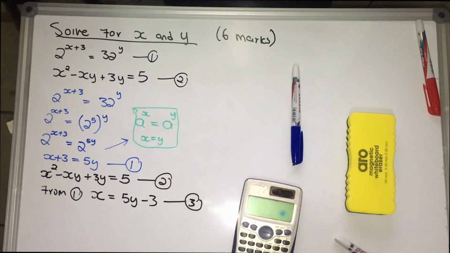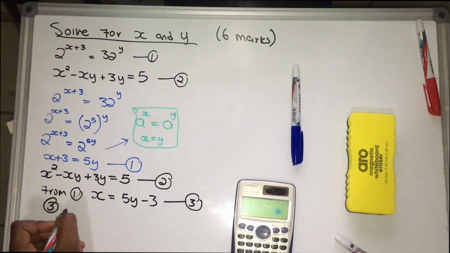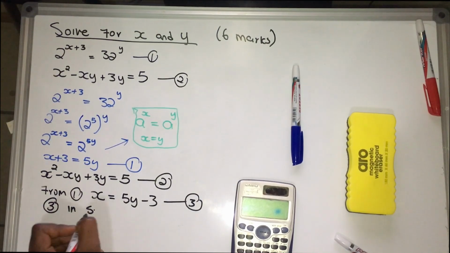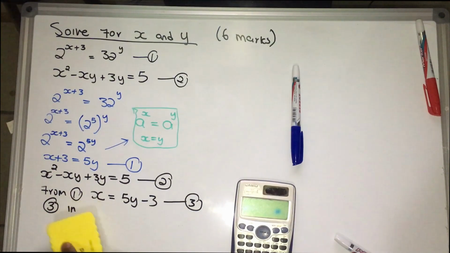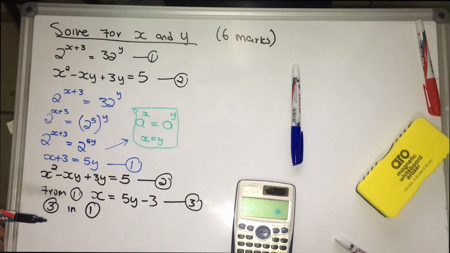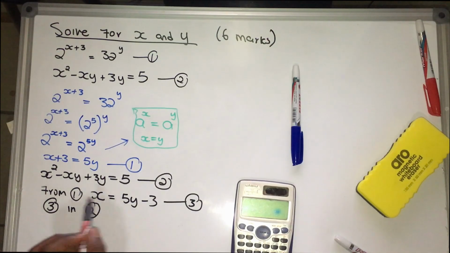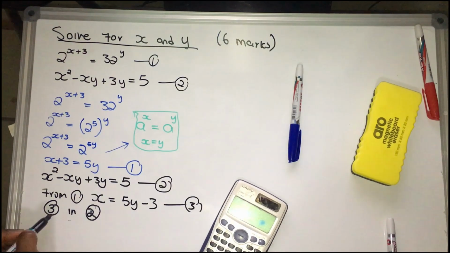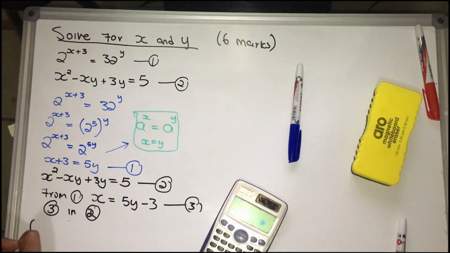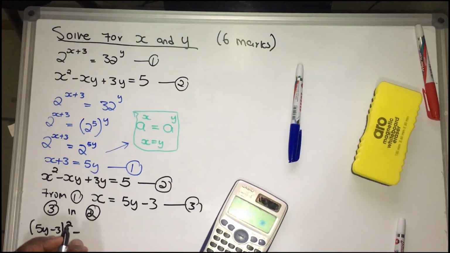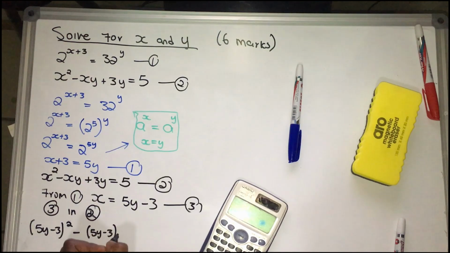So we've got equation 3. Makes sense. Now we substitute from equation 3 into equation 2. Remember, since equation 3 came from equation 1, it doesn't make sense to put it back into equation 1, so we use equation 2. Wherever there is an x, substitute 5y minus 3. So we get (5y minus 3) all squared, minus (5y minus 3) multiplied by y, plus 3y, all this equals 5.